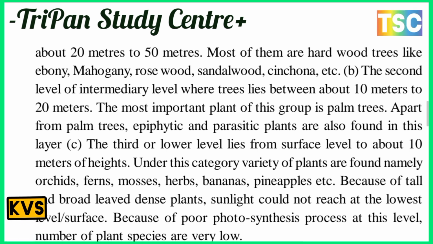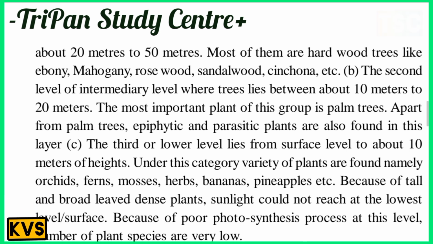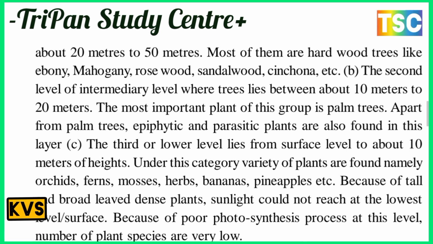Under this category, a variety of plants are found, namely orchids, ferns, mosses, herbs, bananas, pineapple, etc. Because of the tall, broad-leaved and dense plants, sunlight cannot reach the lowest leaf surface. Because of the poor photosynthesis at this level, the number of plant species is very low.